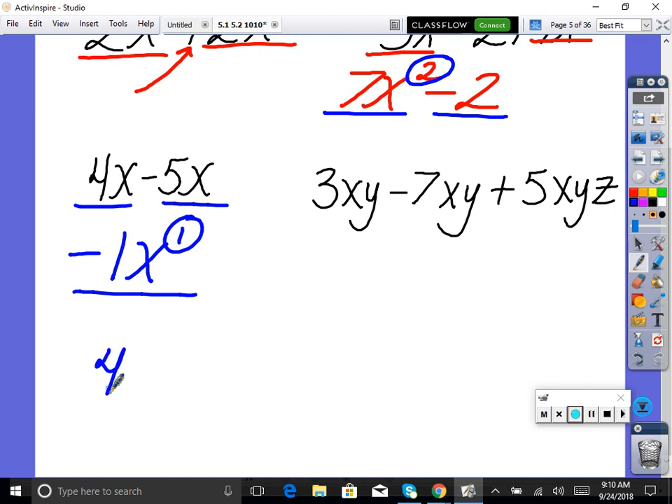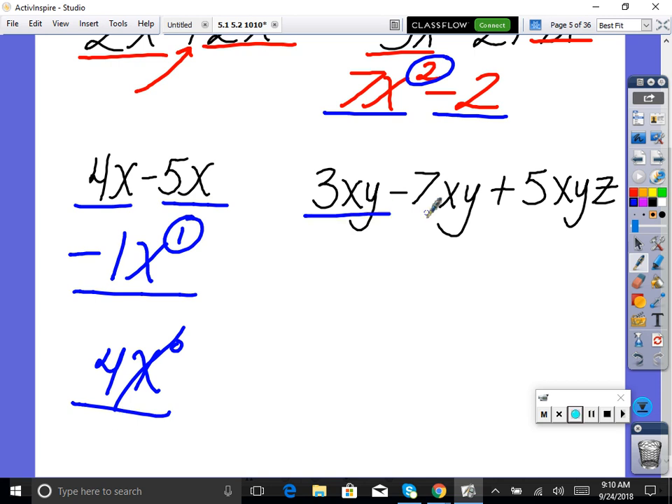So what if I just had this? 4. How many terms is that? 1. What degree is it? Nope, 0. There's an x to the 0 there, right? How could this one be 1 then too? Does everybody see how this is not 1? It's x to the 0, which is why it's not there, because any base to the 0 power is 1. So 4 would be a constant, which would be degree 0, everyone.